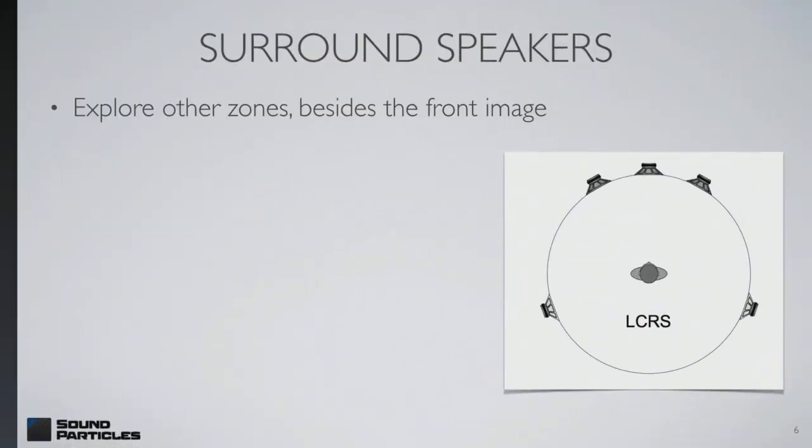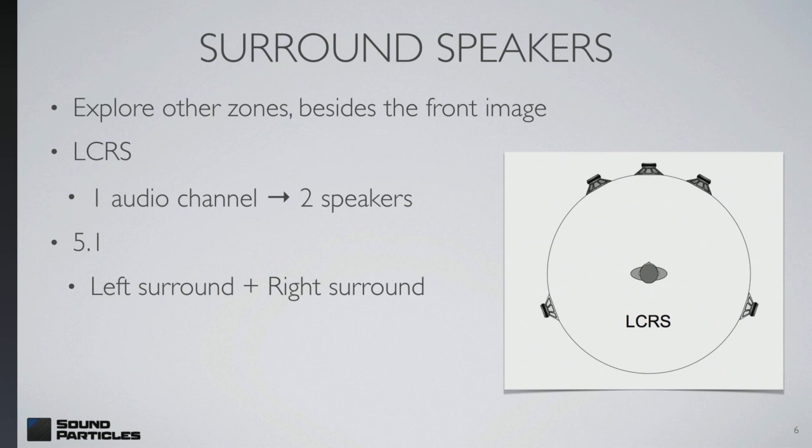Also, at some point, people decided to start exploring other zones besides the frontal image. To do that, people started with left, center, right, surround, which was one audio channel that was fed into two speakers. And then with 5.1, you get independent speakers: left surround and right surround.